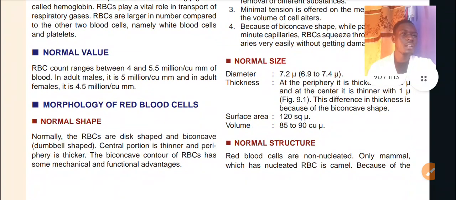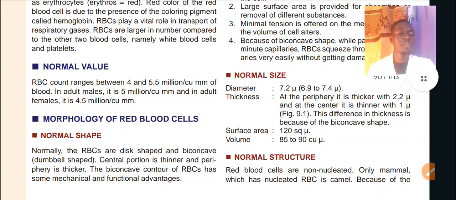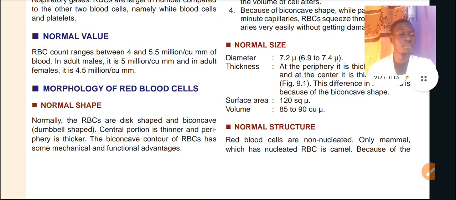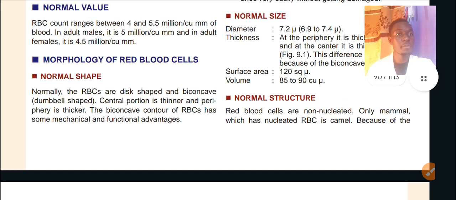The normal size of the red blood cell: the diameter is about 7.2 microns. The thickness at the periphery, which is thicker, is 2.2 microns. However, for the center, it is only about 1 micron. That is how thin, therefore there is easy and rapid diffusion. Its surface area is 120 square microns, and the volume is about 85 to 90 cubic microns.